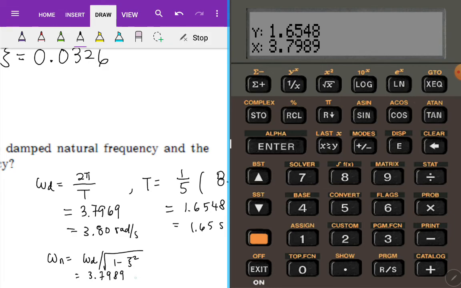It's a very lightly damped system. It's about the same. Okay, 3.8-ish again. Okay, radians per second. It's all because your damping ratio is so tiny.